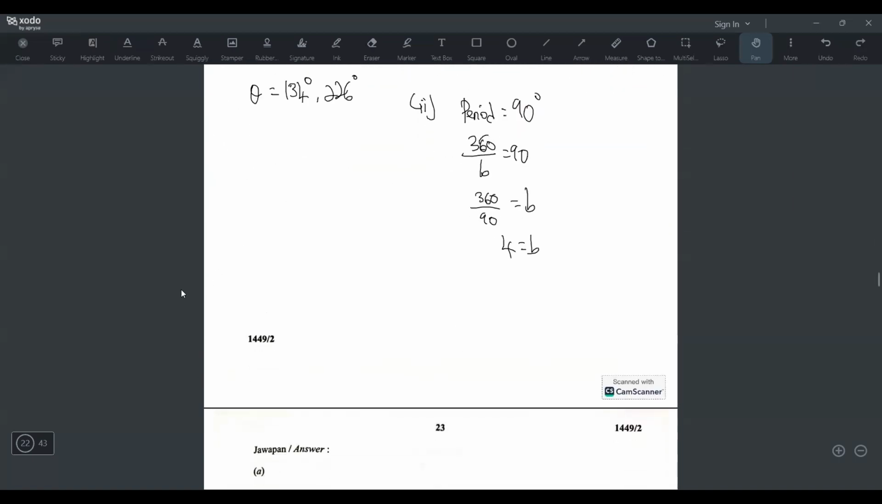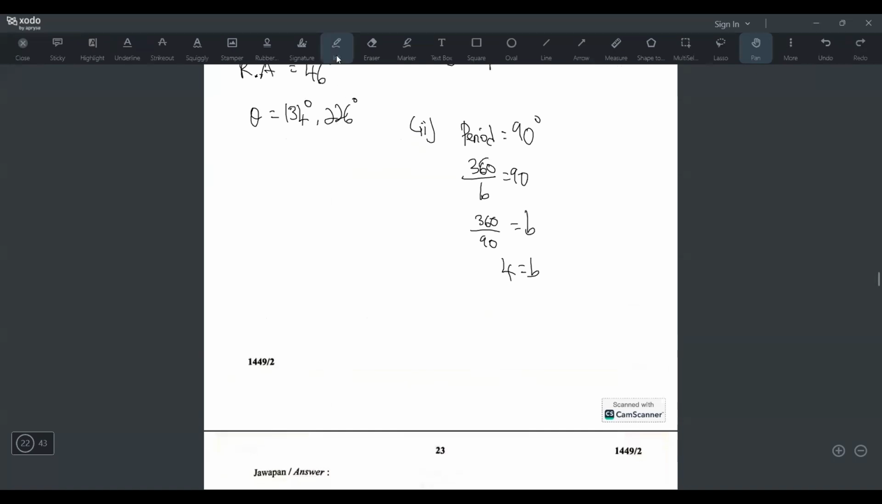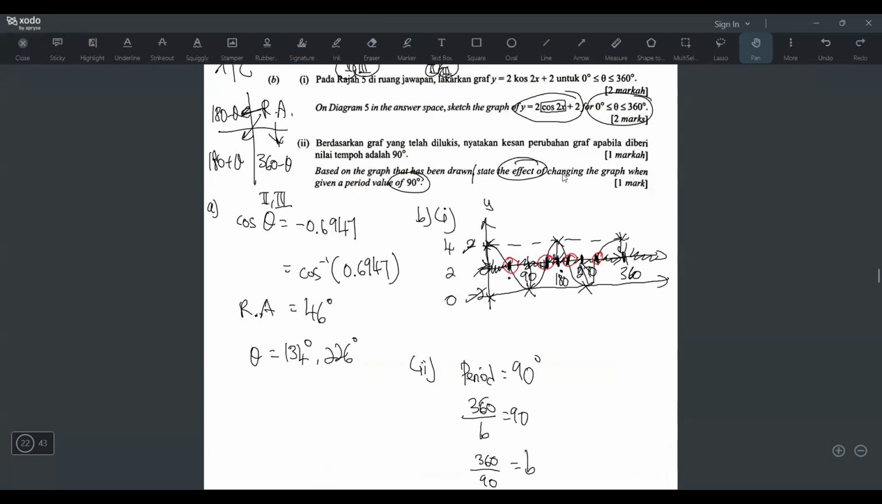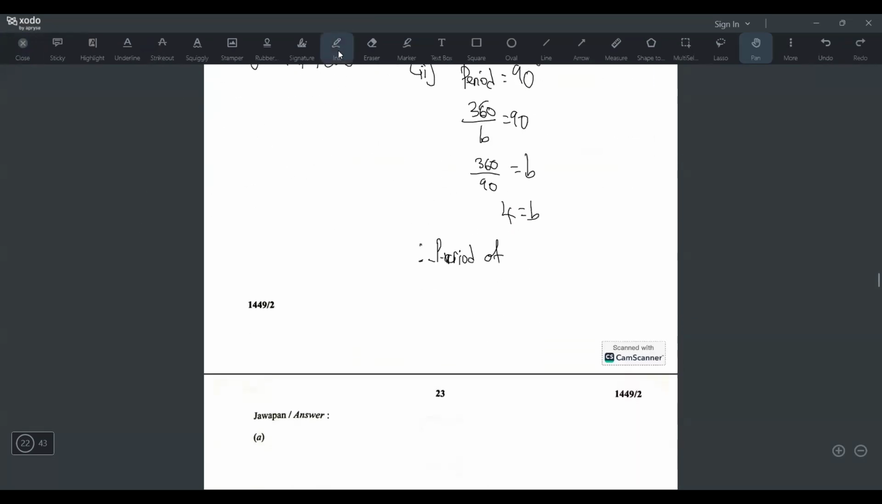So what I have to write down is state the effect. They never ask us to draw. They never ask us to sketch. They just say state the effect. So kita kena bina ayat. We have to write a sentence to explain what changes happen. So I'll write here the period of graph will be 90. They already say here, state the period 90, but it's okay, I write once more.